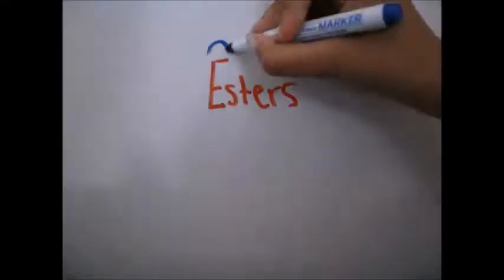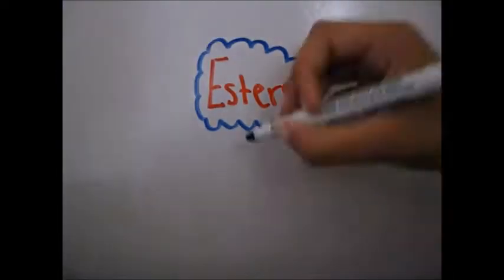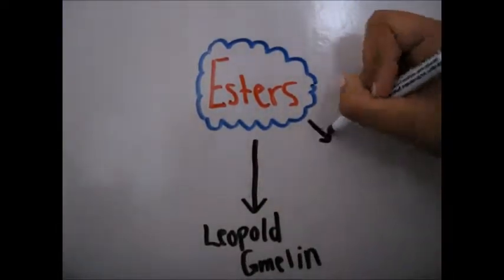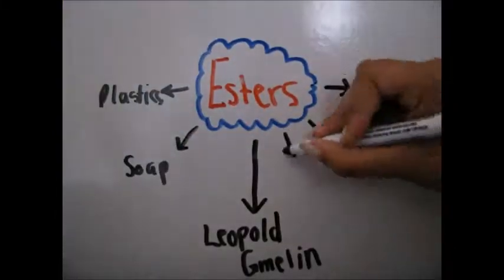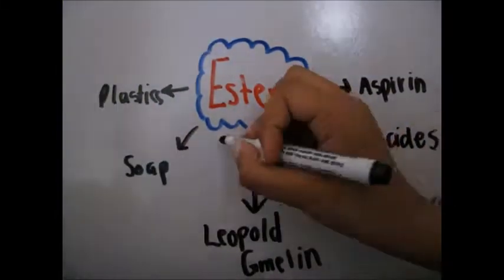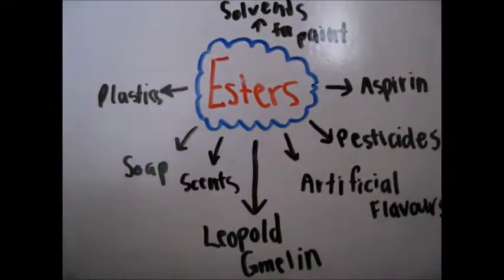So, what are esters? The word ester was coined in 1848 by German chemist Leopold Gmelin, probably as a contraction of a German acidic ether. Esters are used to make pesticide, aspirin, plastic, soap, artificial flavors, create scents, and make solvents for paint.